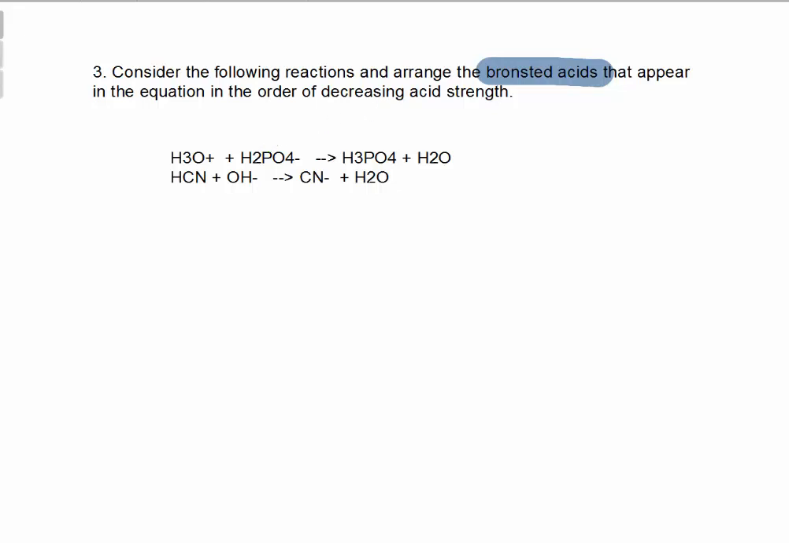H2PO4 minus. Here H2PO4 minus is becoming H3PO4. That means this gained a proton. So this is acting as a base. Here this one is acting as an acid. Its conjugate acid is this. Please remember this one is my conjugate base. Now in this equation HCN is acting as an acid and OH minus is acting as a base. On the right hand side, this is my conjugate base, this is my conjugate acid.